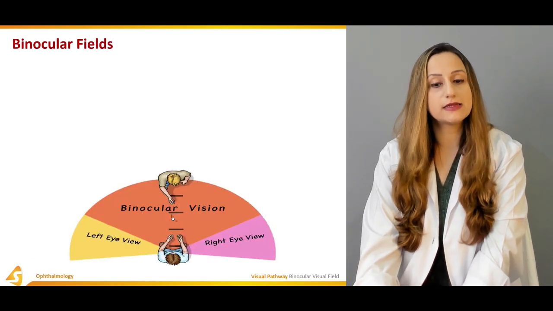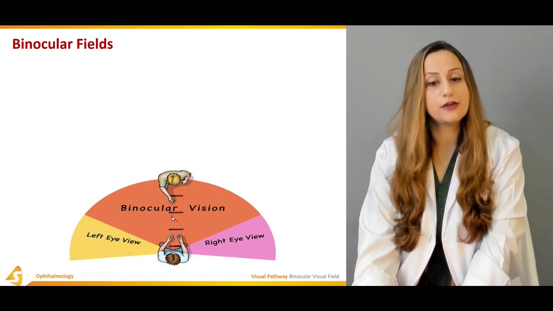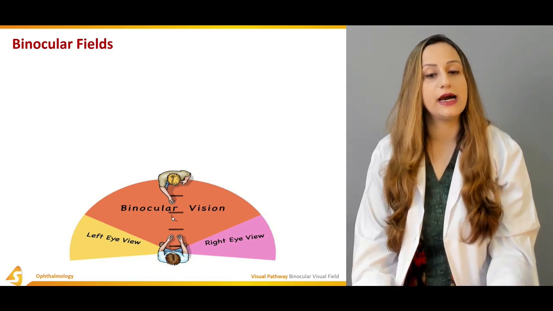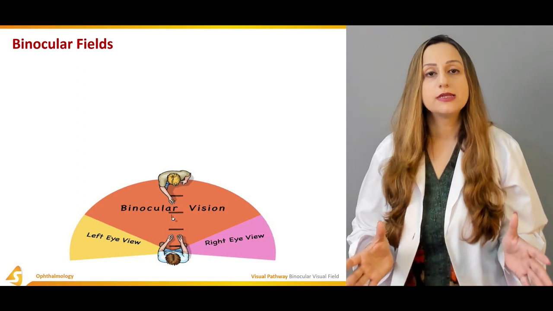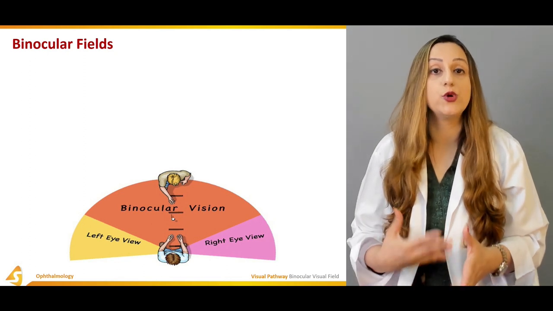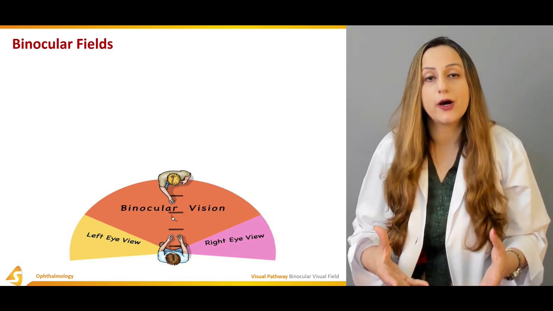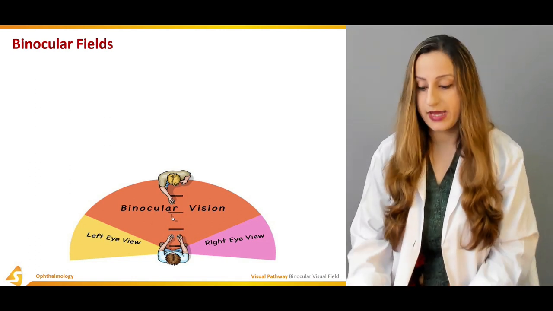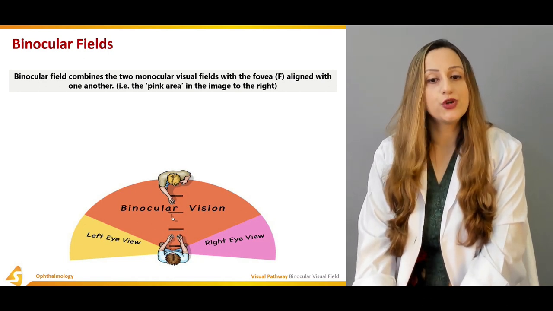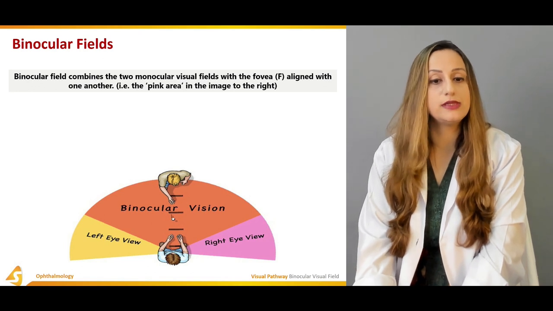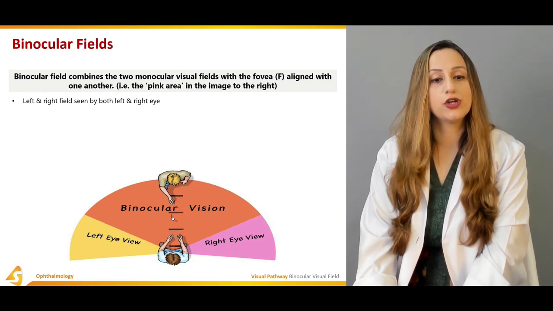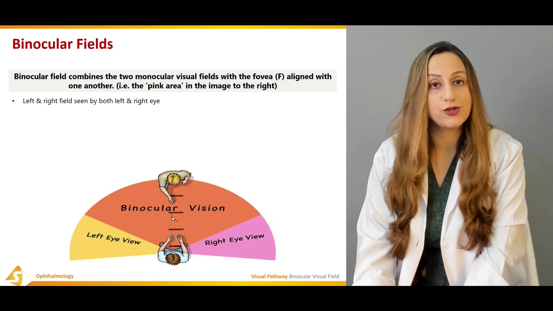The binocular vision is being affected in a particular way. We have the right eye view, and on the other hand, we have the left eye view, and then we have the binocular vision. So binocular vision is basically, in simpler words, when we are taking the help of both of our eyes to have a clearer vision; it's known as binocular vision or binocular fields. The binocular field combines the two monocular visual fields with fovea aligned with one another, that is the pink area in the image to the right. So that is the complete definition of the binocular fields.